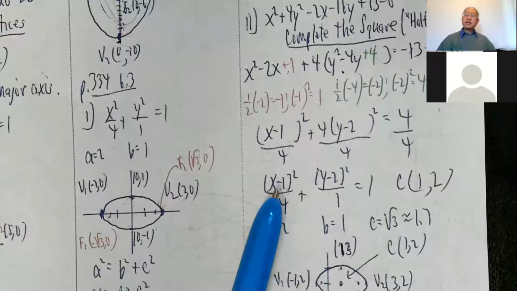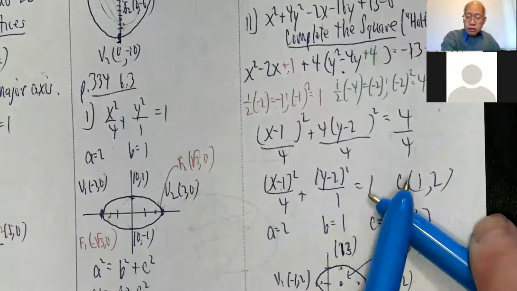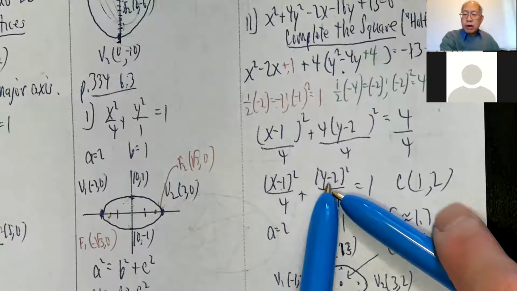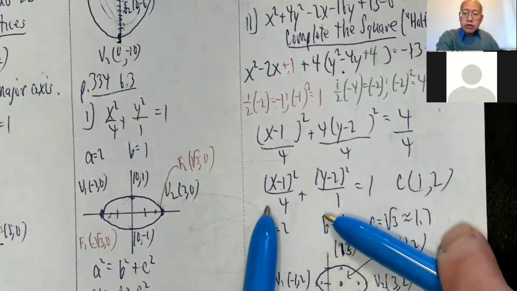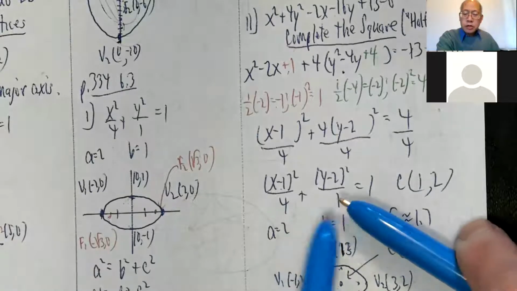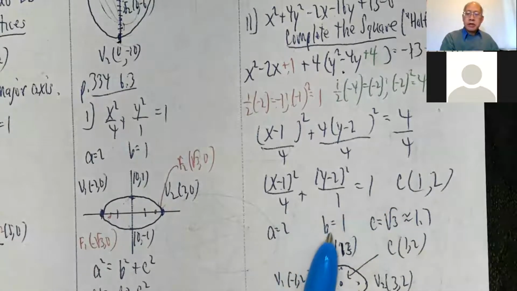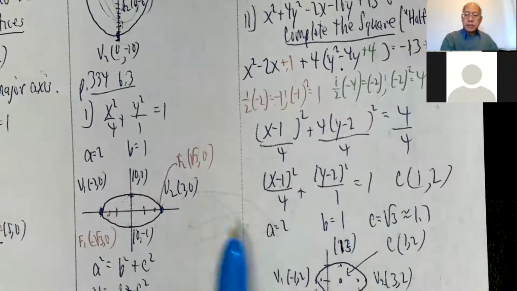Okay, so this is a translated ellipse. My new center is 1, 2, right? X gets replaced by x minus 1. Y gets replaced by y minus 2. Center is 1, 2. Square root of this, 2. Square root of this is 1. This is the bigger number. So A is 2, B is 1. That tells me it's bulging horizontally because this is a larger number.